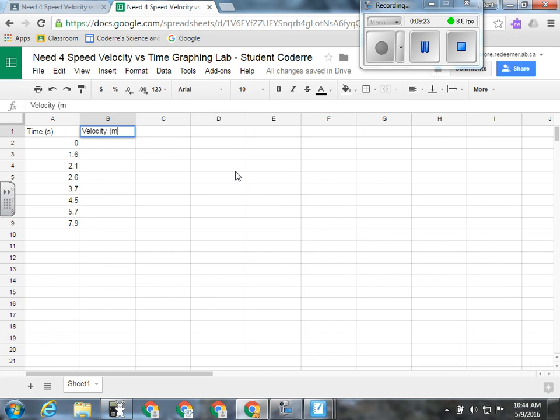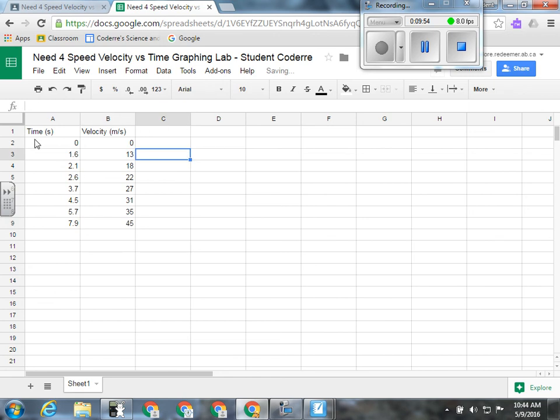Then I'm going to put here in the second column my velocity, and that's in meters per second. They're all the same. This is a column that you can copy for all the sheets, so I'll show you how to do that in just a second. They all start at 0, then 13, and then 18, and then 22, 27, 31, 35, and 45.